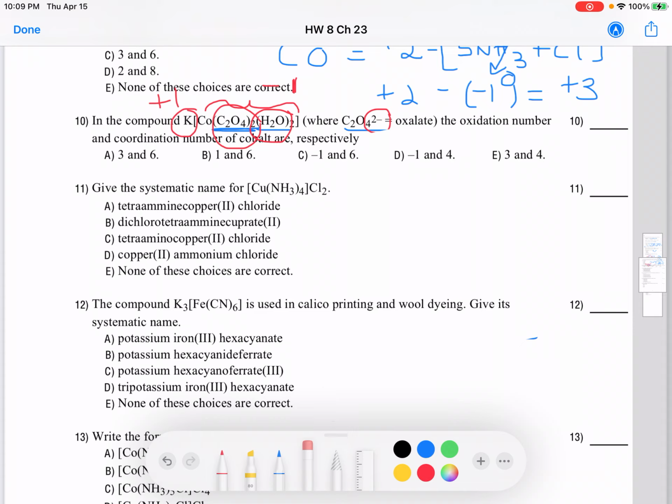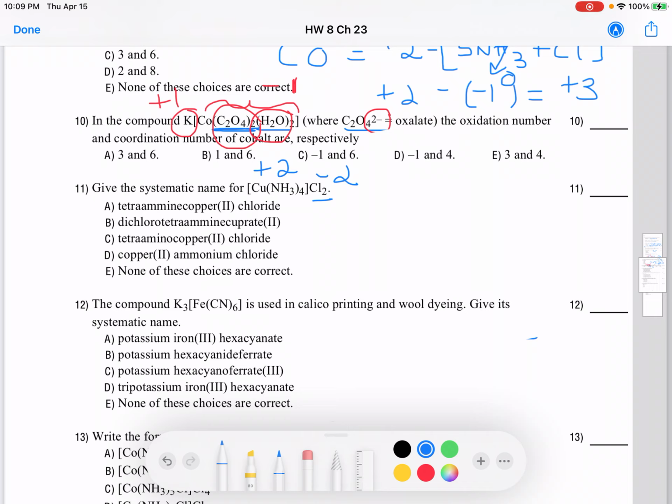Give the systematic name for this complex. So we have a complex cation. Let's see what the oxidation number for copper is. Here is how to find out. There are 2 chlorides, meaning the charge of the anion is -2. So the charge of the complex cation should be +2.